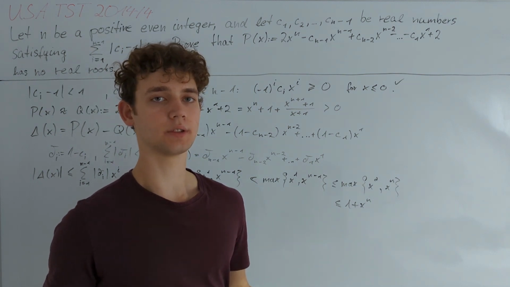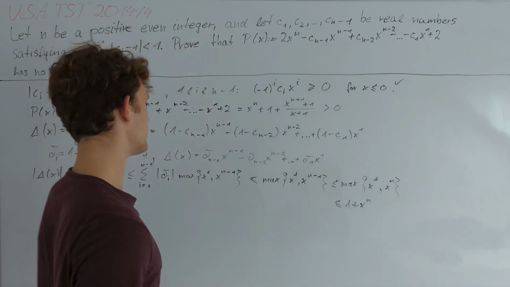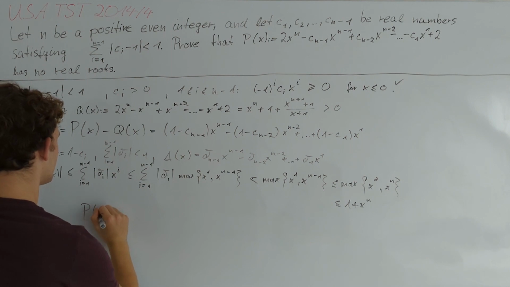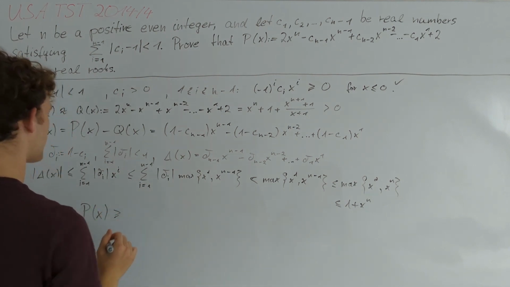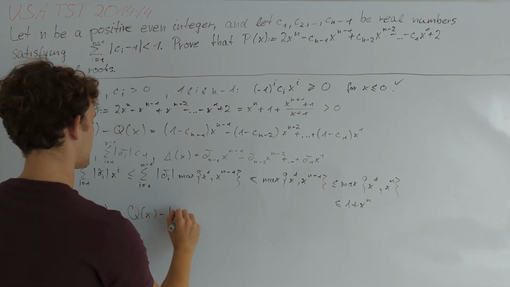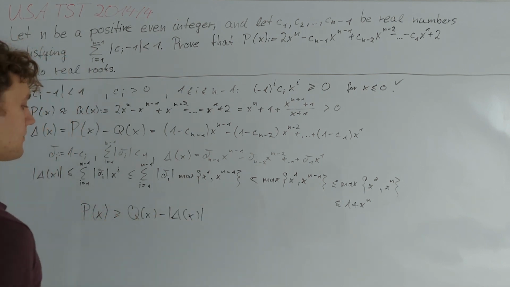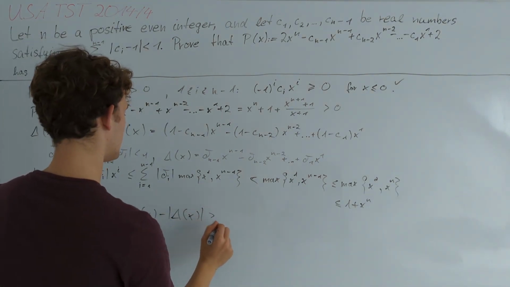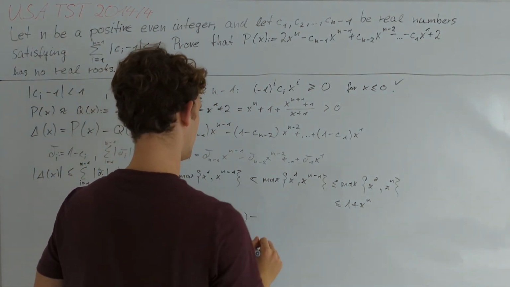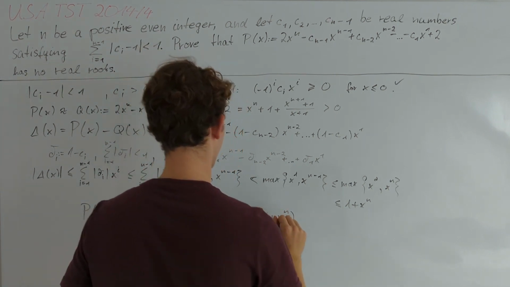Originally, we wanted to compare the polynomials p and q. To do that, we introduced delta, which we now have an upper bound of, at least for its absolute value. Therefore, we conclude that p of x is greater than or equal to q of x minus the absolute value of delta of x, because delta of x is the difference between p of x and q of x. Now, all of this is greater than q of x minus 1 plus x to the power of n.